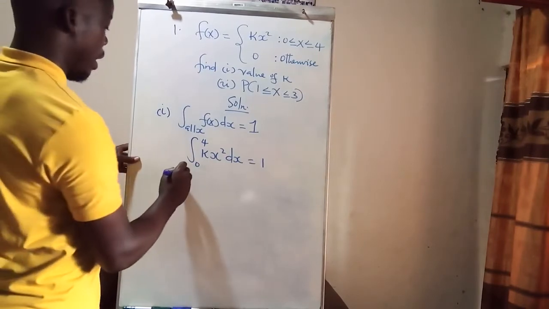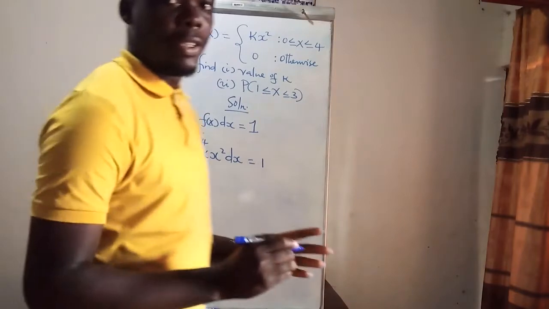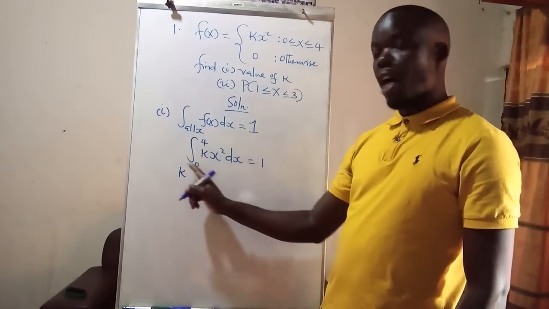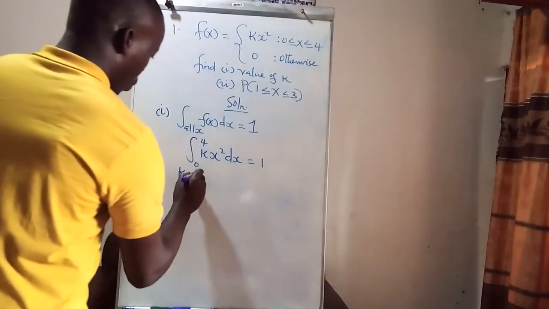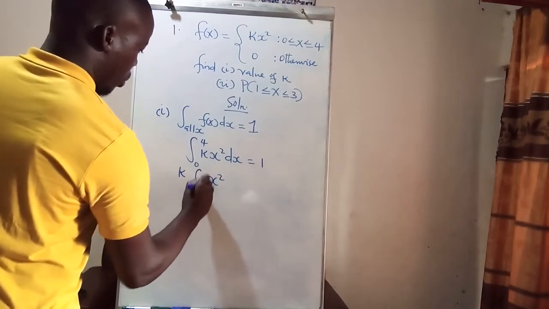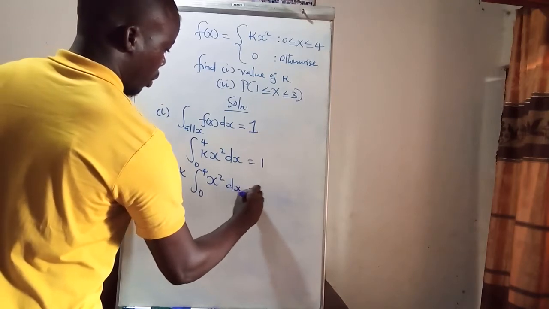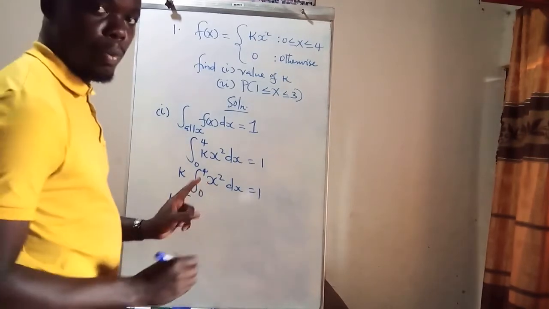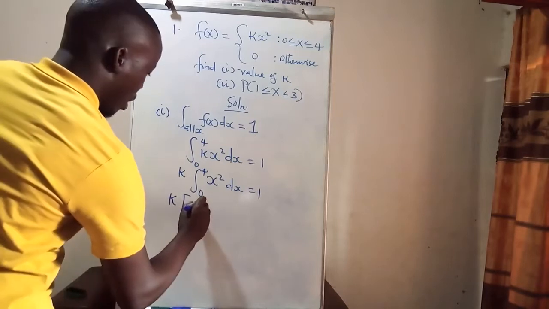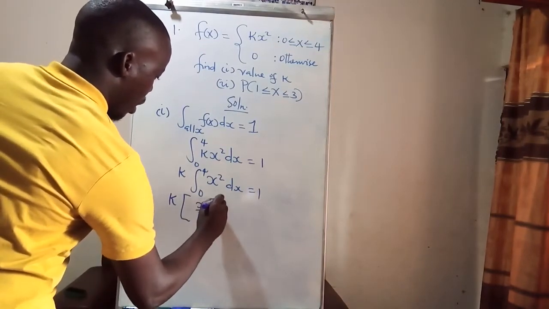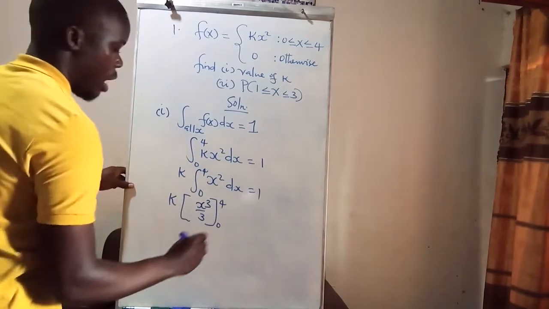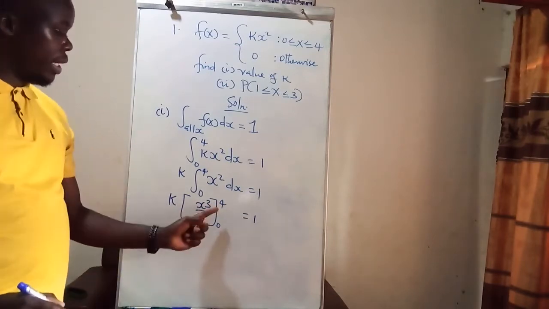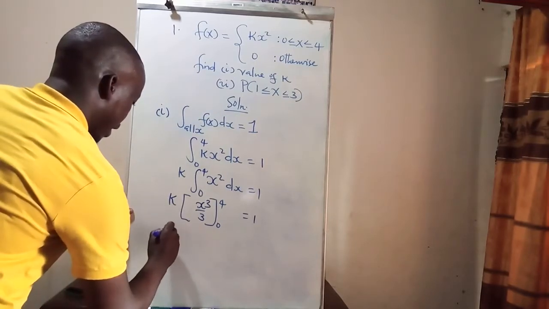Now we also need the knowledge of at least basic integration to be able to integrate this function. First of all, k is a constant, and so it can come out of the integral sign. Then we remain with the integral of x squared from 0 to 4 with respect to x, and all this equals 1. Now we shall have k, and when we integrate x squared, we increase the power by 1 and divide by the new power, so I'll have x cubed out of 3. I am applying square brackets before I substitute the limits, because I'm integrating from 0 to 4. Then from this level, we are going to substitute the limits.